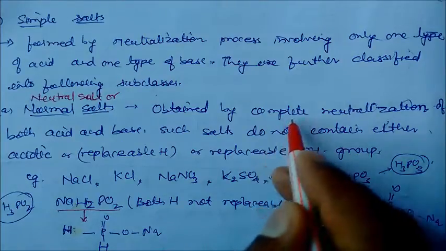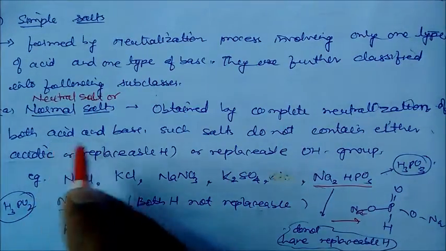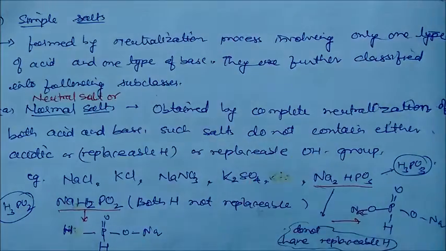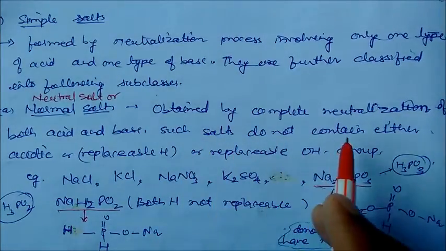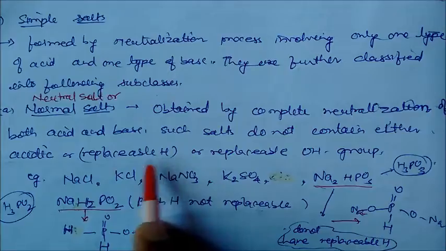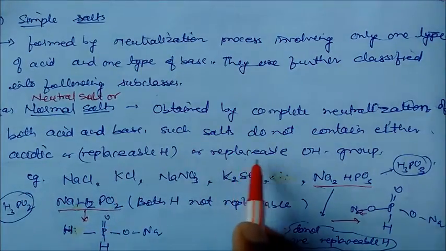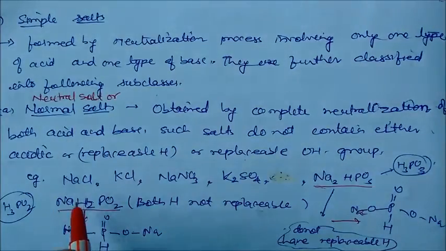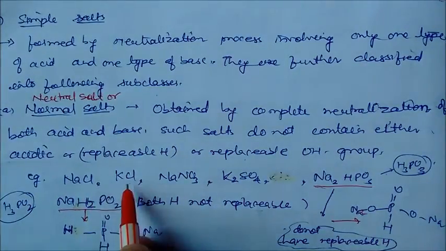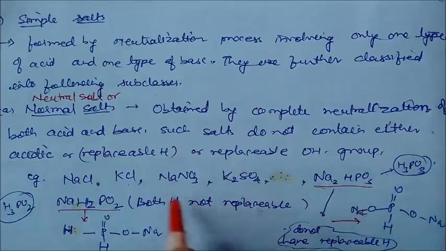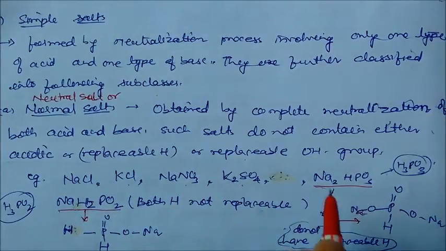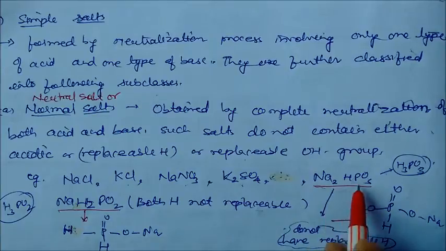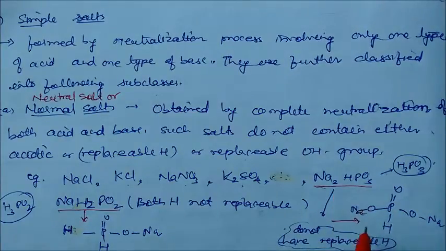So just keep in mind, when any acid or base undergoes complete neutralization, this salt is obtained, and such salt does not contain either acidic or replaceable hydrogen. They do not have a replaceable hydrogen, and they do not have a replaceable hydroxyl group either. So these should be absent in the neutral salt. Examples are NaCl, KCl, you can see no hydrogen, no OH, sodium nitrate, potassium nitrate. This is also a salt which looks like it has a hydrogen, but if you draw the structure like NaOP, this is the actual structure. So this hydrogen is not replaceable.